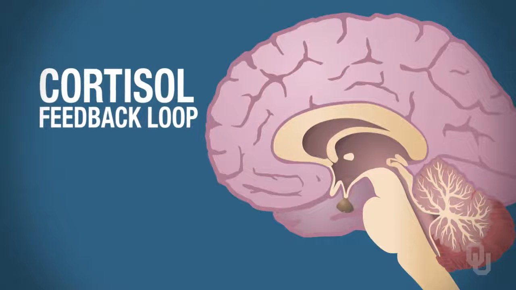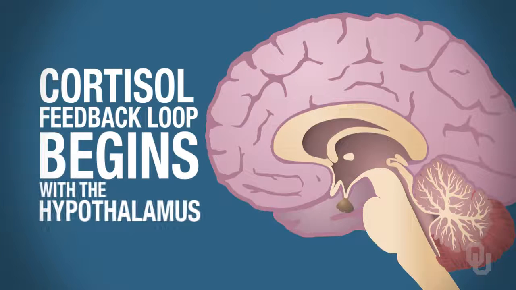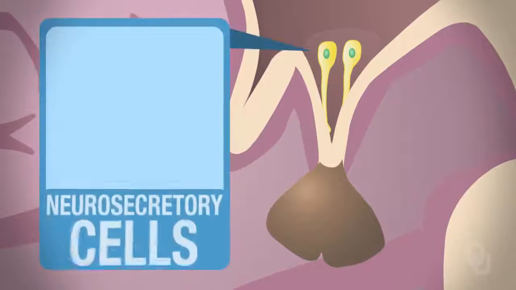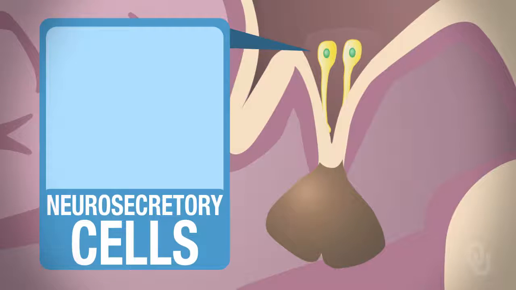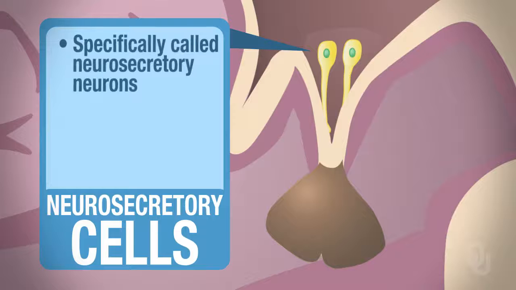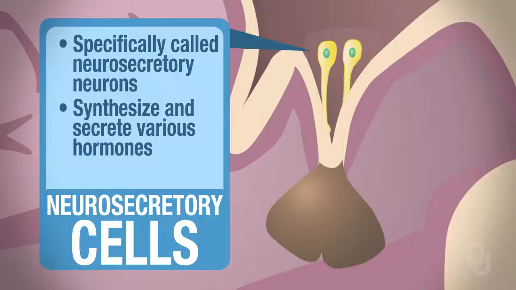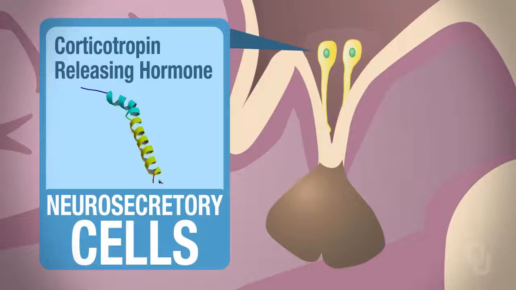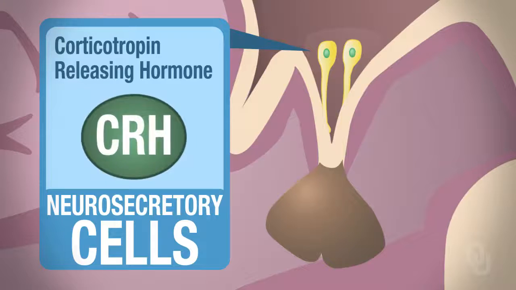So to begin the cortisol feedback loop, we will begin with the hypothalamus. The hypothalamus is a region of the brain. It's near the center. Inside of the hypothalamus, we have some cells that are called neurosecretory cells. These neurosecretory cells, or neurosecretory neurons, to be more specific, will synthesize and secrete various hormones. In this case, the neurosecretory neurons will synthesize and secrete a hormone called corticotropin-releasing hormone, known as CRH.